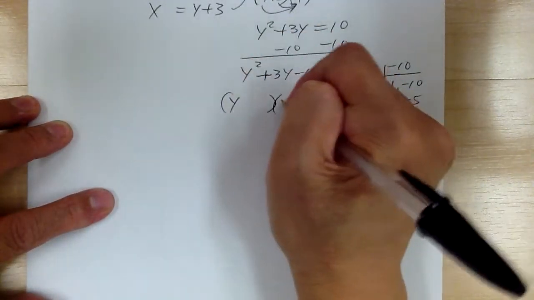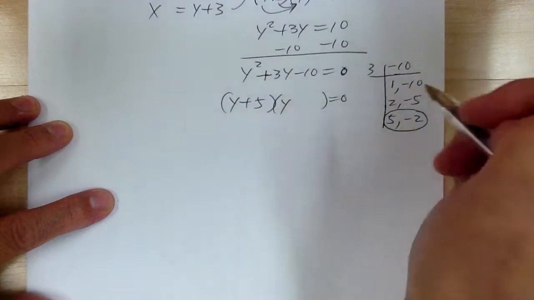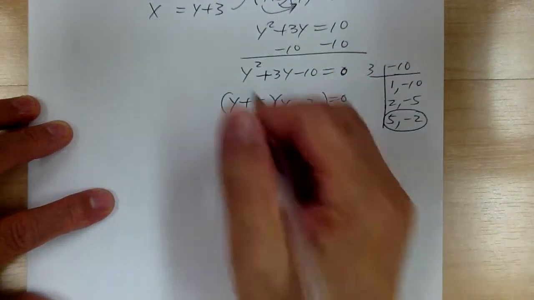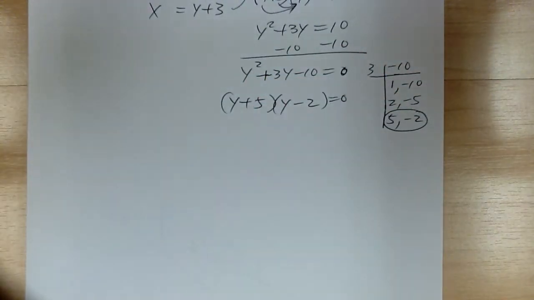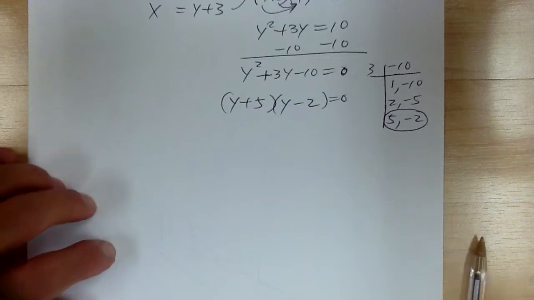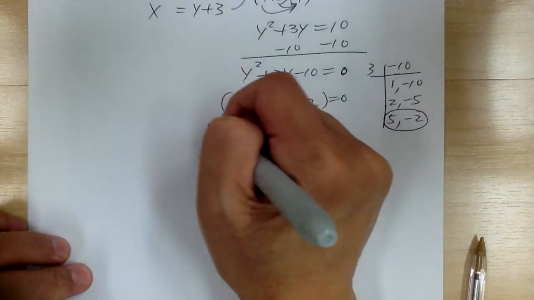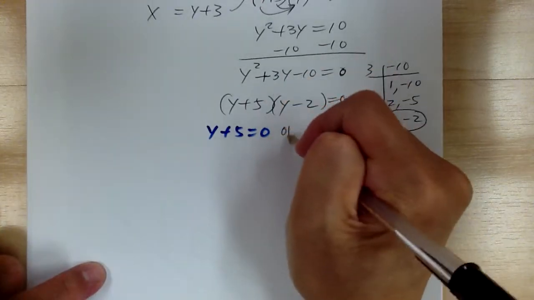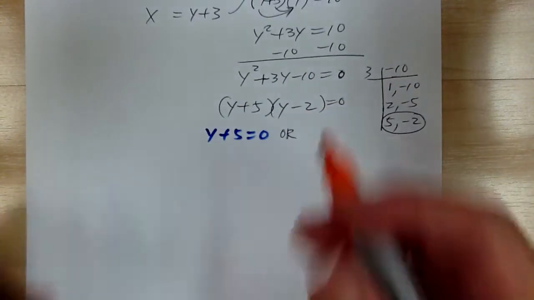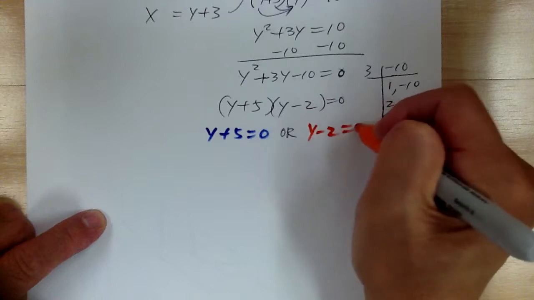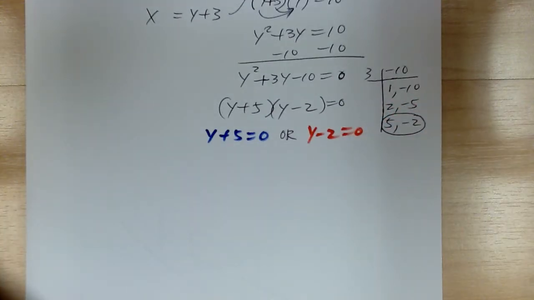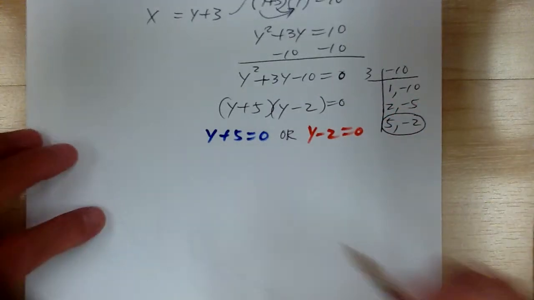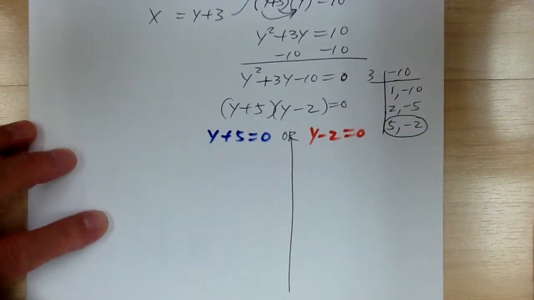So let's do this. You're going to get y and y. So you're going to get plus 5, minus 2. From here, this is where you need to separate. Again, there are two possibilities. I'm going to separate this. So you're going to get y plus 5 equal to 0. Or you're going to get y minus 2 equal to 0. Notice I use different colors, so you can keep track. There are two possibilities.